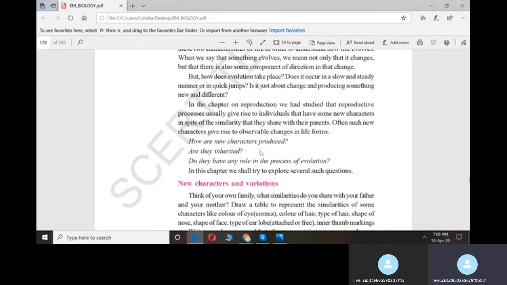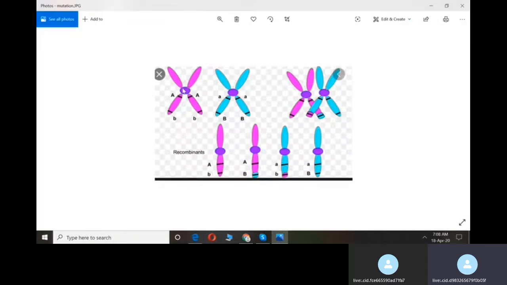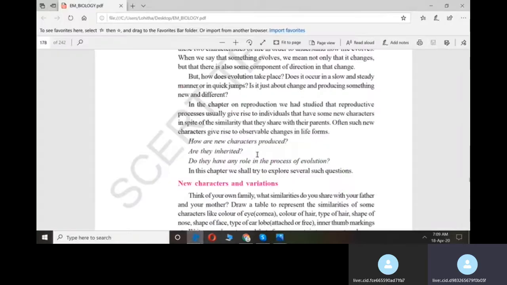Let us see the picture. These are genes and chromosomes, present where cell division takes place. These chromosomes will cross with each other from our father and mother, and we get a new type of character, a new recombinant, that is called recombinant genes. So we get a new type of character that is going to be inherited from one generation to another generation. That is called mutation.